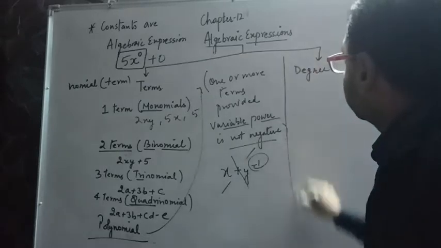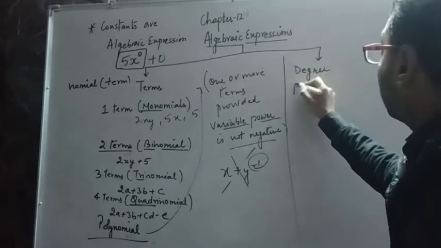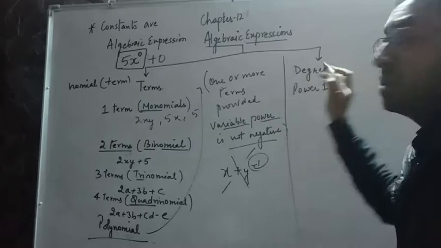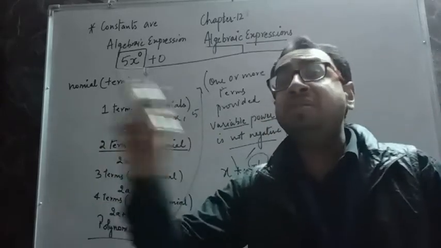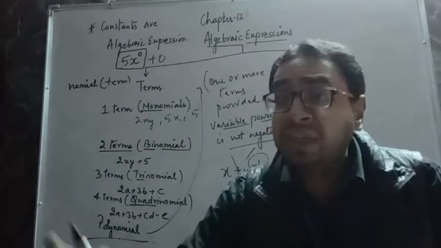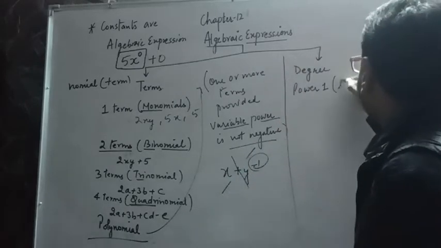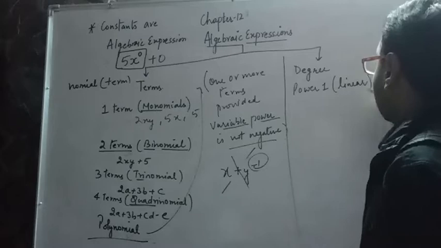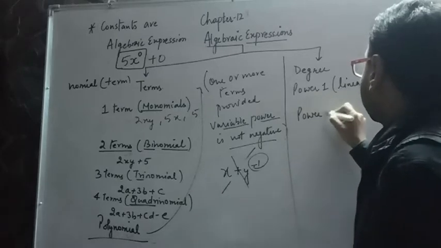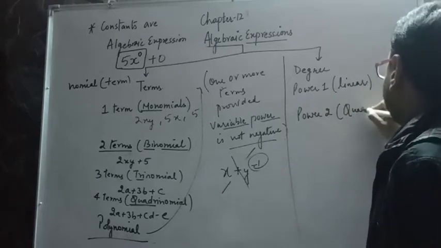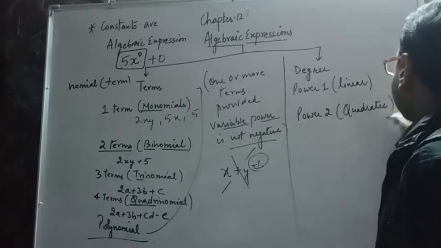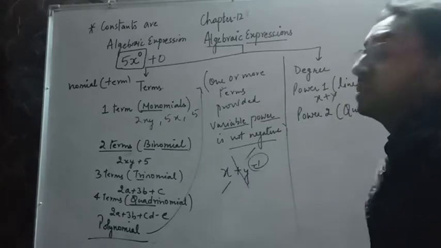Next, on the basis of degree, if the power is 1, it means linear. Power 1 means linear. Linear means 180. 180 means a straight line. What is the angle made by a straight line? 180. That is why they are known as linear algebraic expressions. Power 2, we call them quadratic. Let me write an example. x plus y. It's linear.